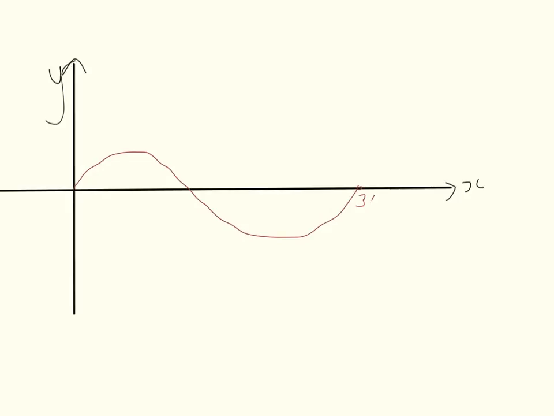So at this point here would be 360, this point here would be 180, my maximum occurs at 90 degrees, my minimum occurs at 270 degrees, my max value is 1, my min value is -1. So this is a graph of y equals sine x degrees.